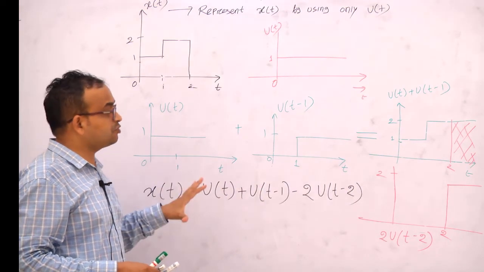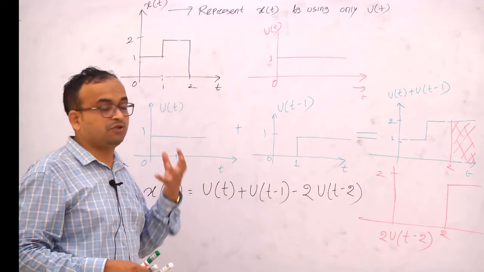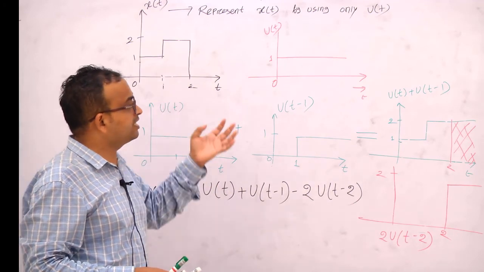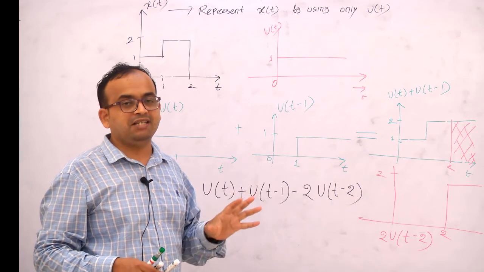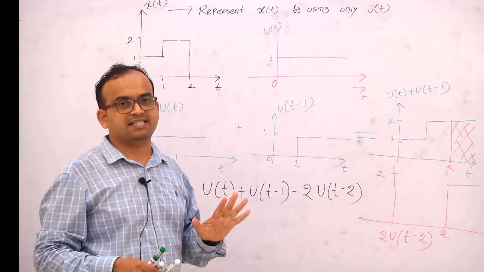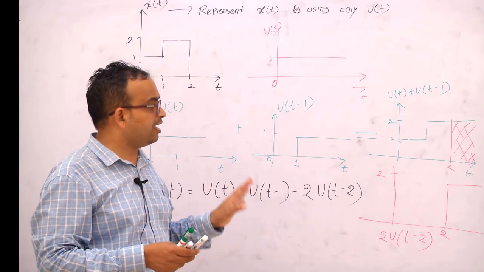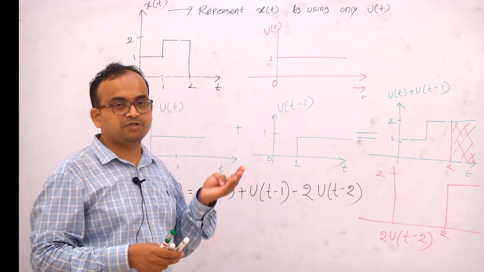So like this, we can proceed to write a signal by using combinations of the basic signals, right? This is a simple example I have given of writing a signal by using the unit step functions.